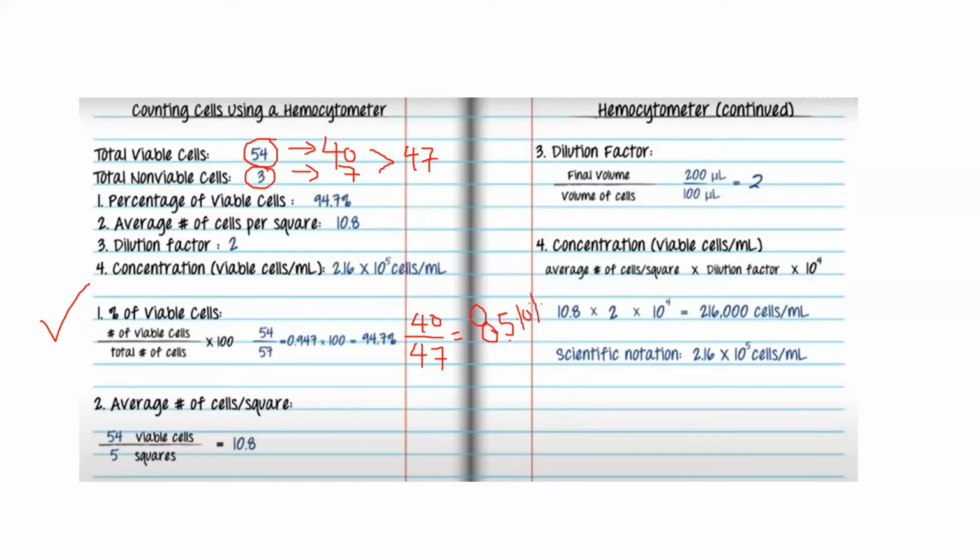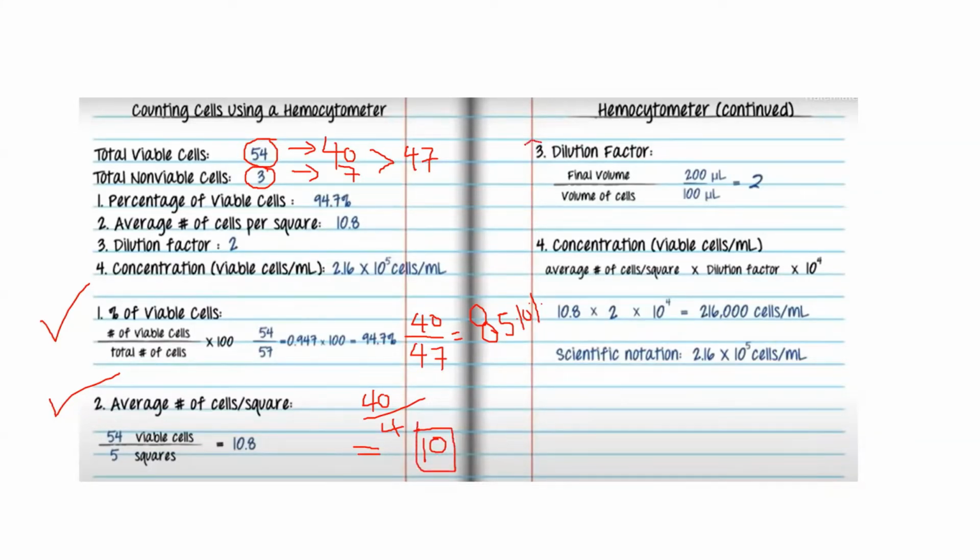This is our percentage. Then take the second calculation, that is the average number of cells per square. The viable cell number is 40, and how many squares did we use, guys? 4. Good. So you divide it, and very simple, you have 10. The average number of cells is 10 per square.